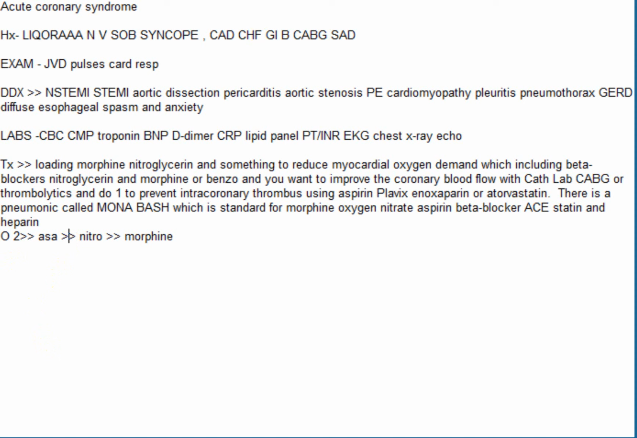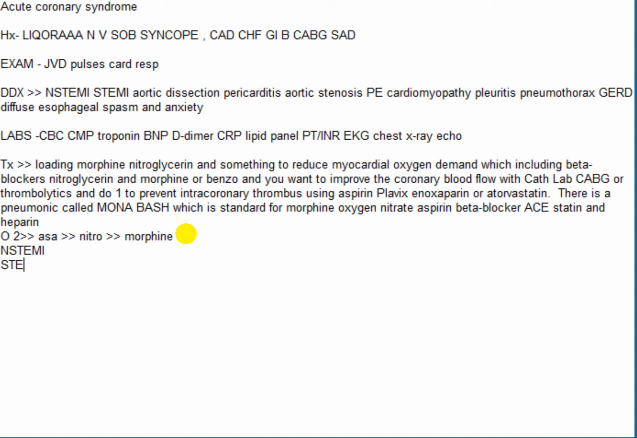You can also use ticagrelor, even better than clopidogrel, because it significantly reduces the rate of CV death, MI, and stroke without increasing the overall rate of major bleeding. And that's what the PLATO trial told us, that ticagrelor is better than clopidogrel. This is for NSTEMI, okay, or unstable angina.